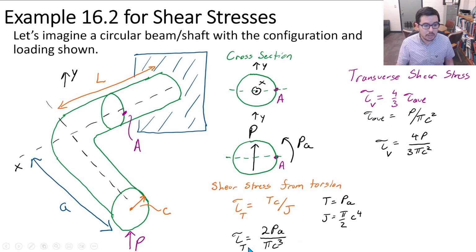And so now we can say that the shear stress from torsion, this tau T, is just the torque times C divided by J. Okay, and this is the resulting equation: 2PA over pi C cubed.